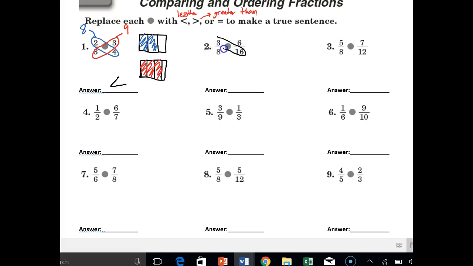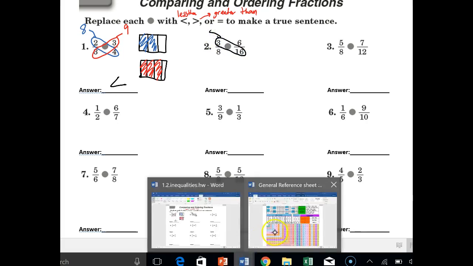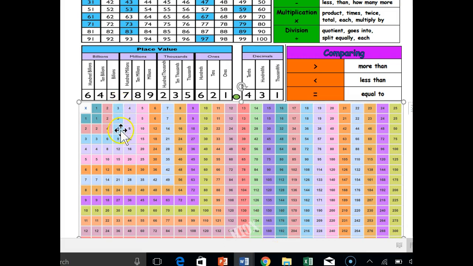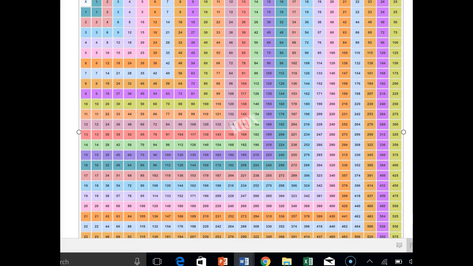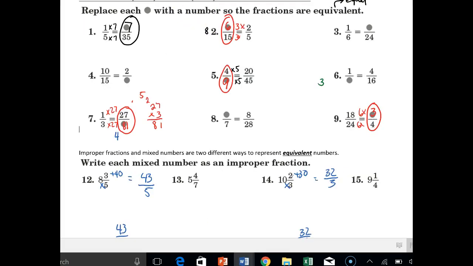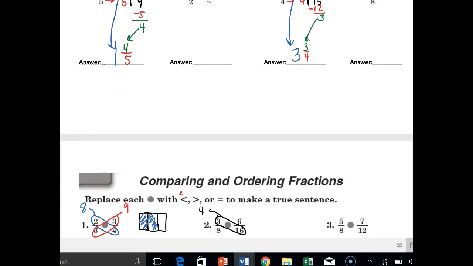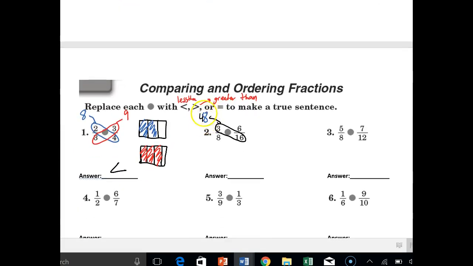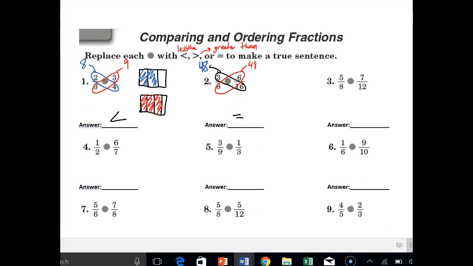3 times 16. Some of you are like, oh, I don't know 3 times 16. Well, you have a reference chart. 3 times 16 is 48. And sorry about that. It keeps on doing that. And 6 times 8 is also 48. So what do we think it is? It's equal. 3/8 is equal to 6/16. I will do 2 more with you.